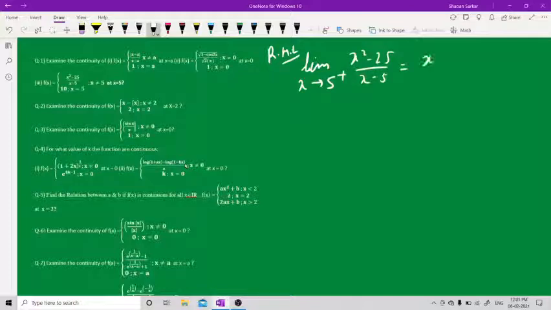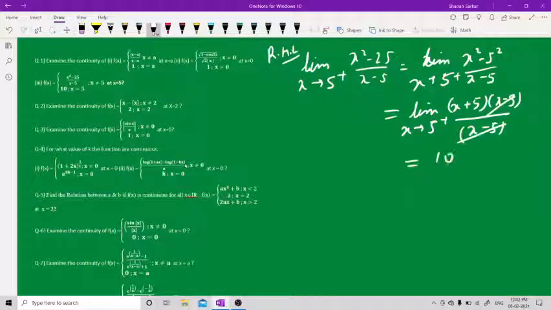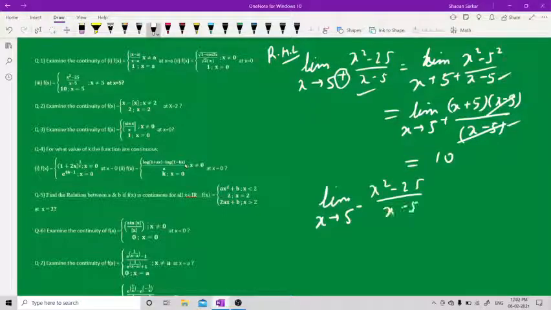This comes out to be limit x tending to 5 of x square minus 5 square upon x minus 5. This is a square minus b square. So limit x tending to 5 plus, you have (x plus 5)(x minus 5) and then you have x minus 5. You cancel this and put the limit, you will get 10. Similarly, in the left hand limit, proceed in this way. Just replace the plus sign on the top with a minus. The procedure is all the same. You will again get 10 in this case also.